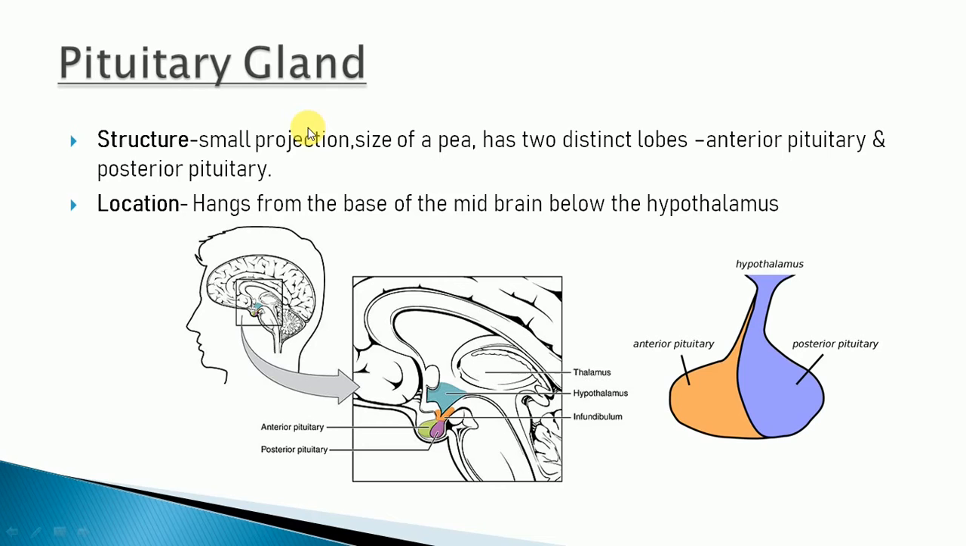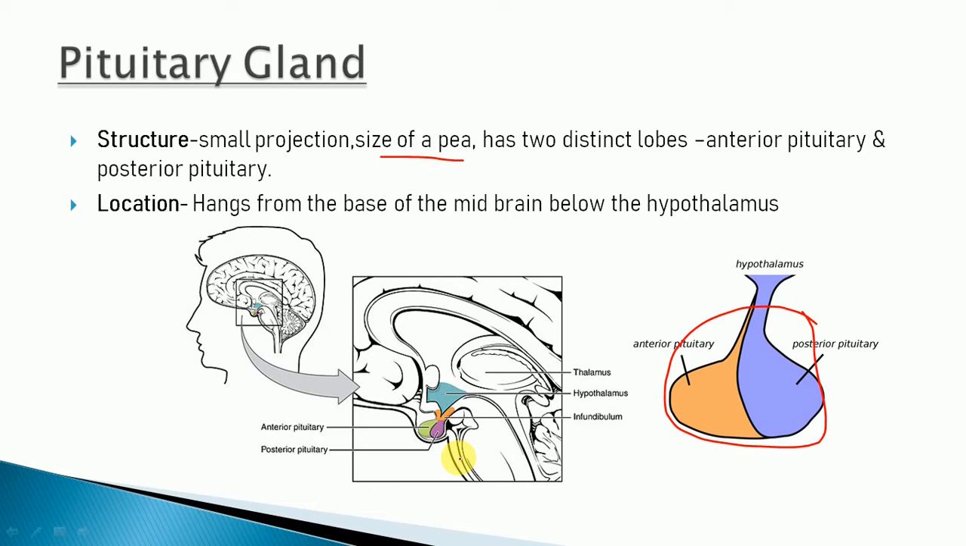Now first let us know the structure and the location of this pituitary gland. Pituitary gland is a small projection. It is the size of a pea and has two distinct lobes, that is the anterior and posterior pituitary. Here you can see the structure of the pituitary gland, and this is our brain, and it hangs at the base of the brain. This is the anterior pituitary and this is the posterior pituitary.